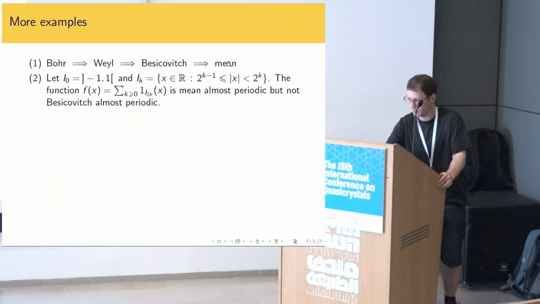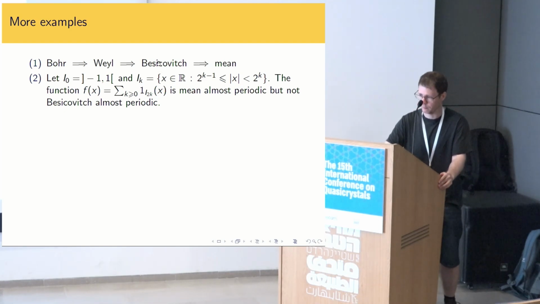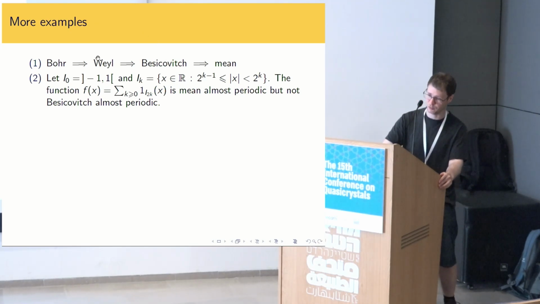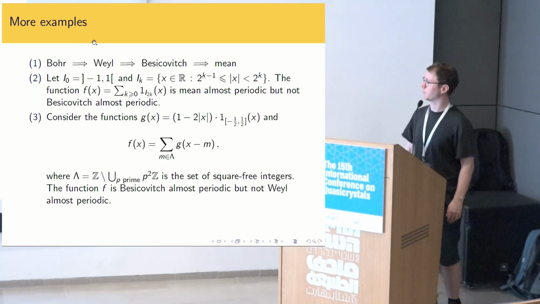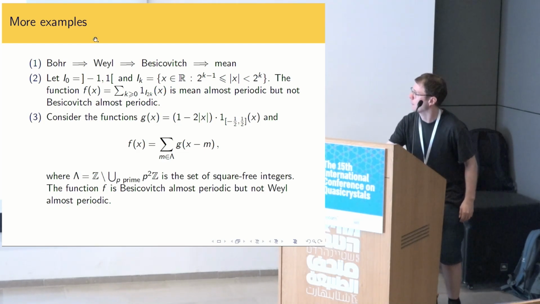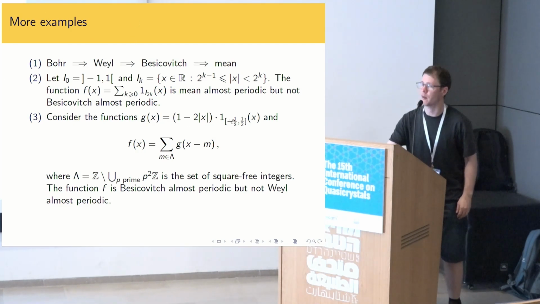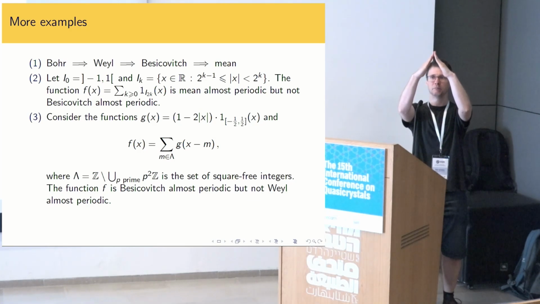Okay, so we have an example which is mean, but not Besicovitch. Now, what is an example of a Besicovitch mean almost periodic function, which is not Weyl? Again, let me explain because I can draw here. First, this function looks a bit strange. It's very easy. It's just a triangle. Nothing scary, just a triangle.